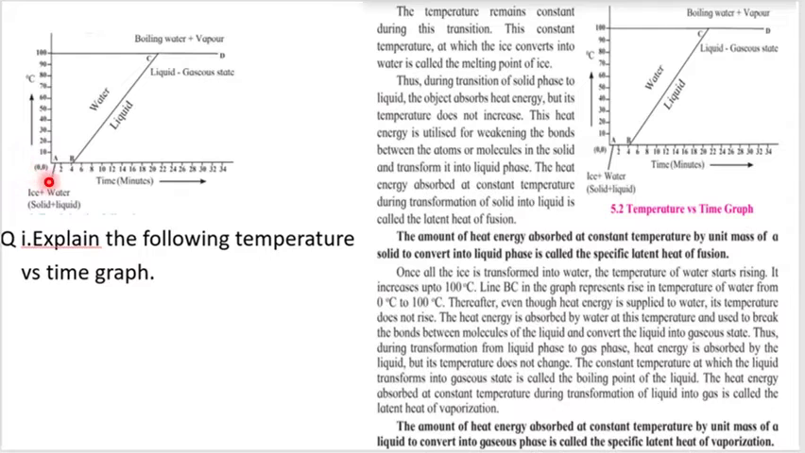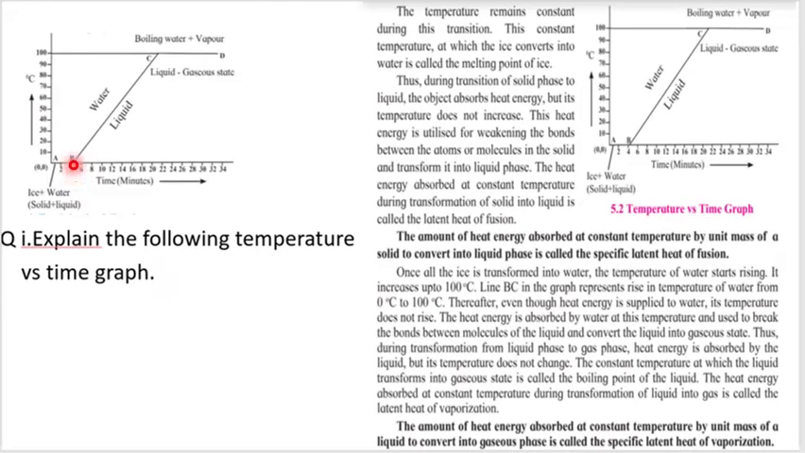0 degrees Celsius. Let us define the specific latent heat of fusion. The amount of heat energy absorbed at constant temperature by unit mass of a solid to convert it into the liquid phase is called the specific latent heat of fusion.